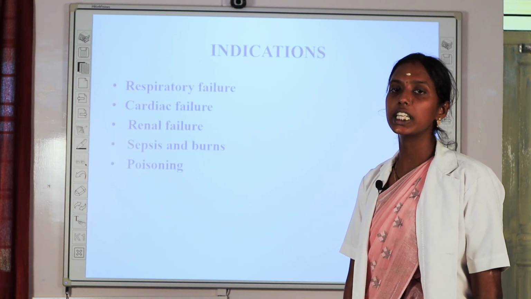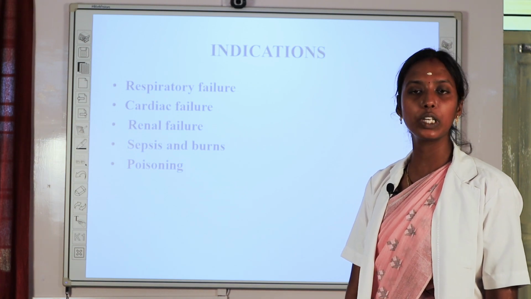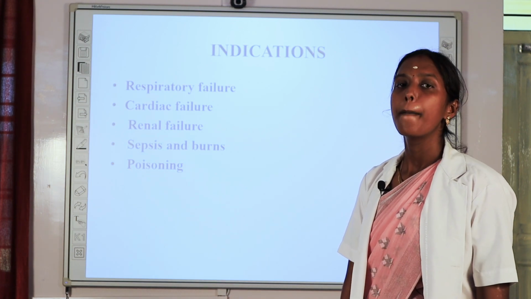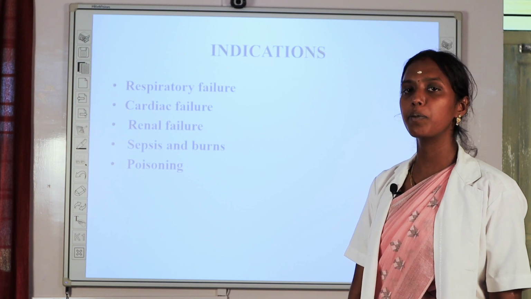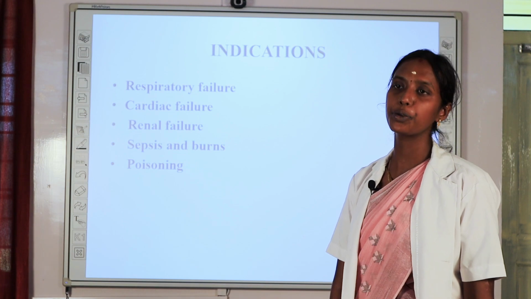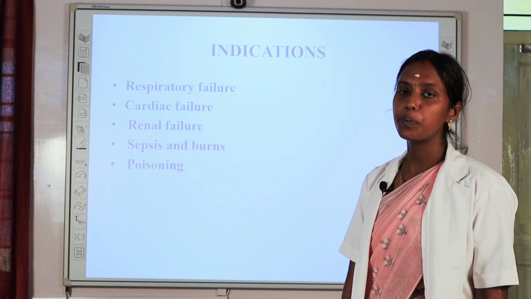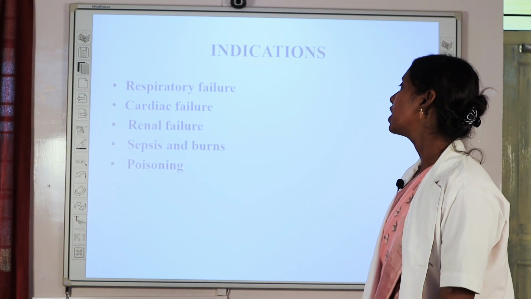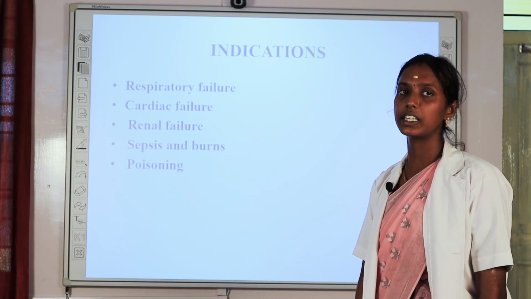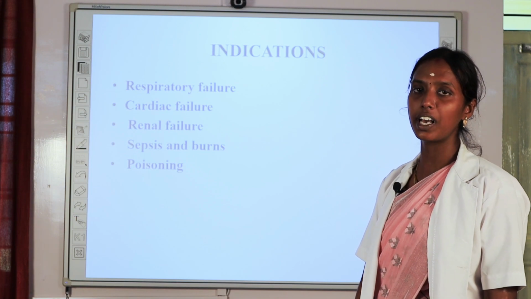Next is renal failure. We already know that the kidney maintains the bicarbonate level. In case of renal failure for that patient, metabolic alkalosis will occur. Metabolic alkalosis is nothing but the bicarbonate level is less than 22 milliequivalents per liter and the pH level is less than 7.35 for that patient. And next is sepsis. Sepsis is nothing but infection which takes place in the blood.